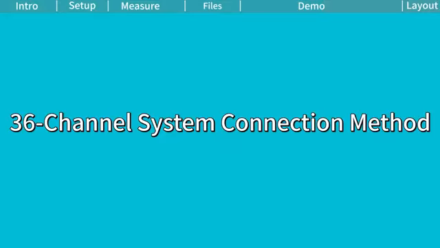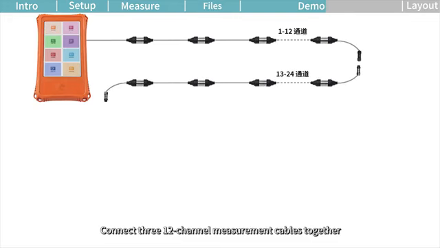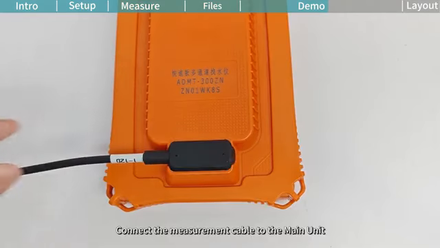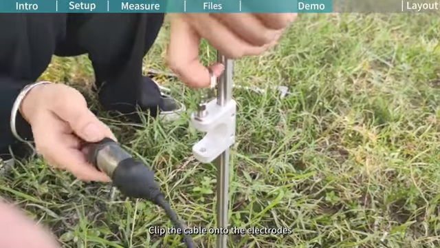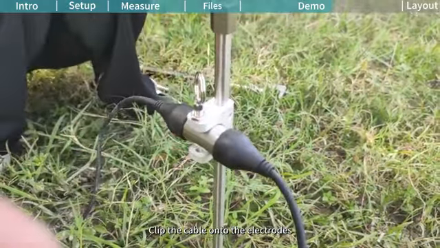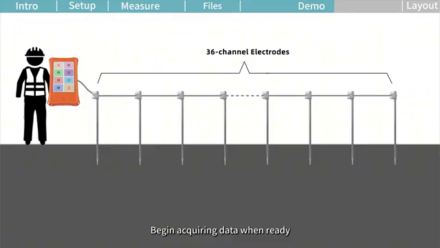36-channel system connection method. Connect 3 12-channel measurement cables together. Connect the cables to the main unit. Extend the cables along the survey line and insert the electrodes into the ground. Clip the cables onto the electrodes. Begin acquiring data when ready.